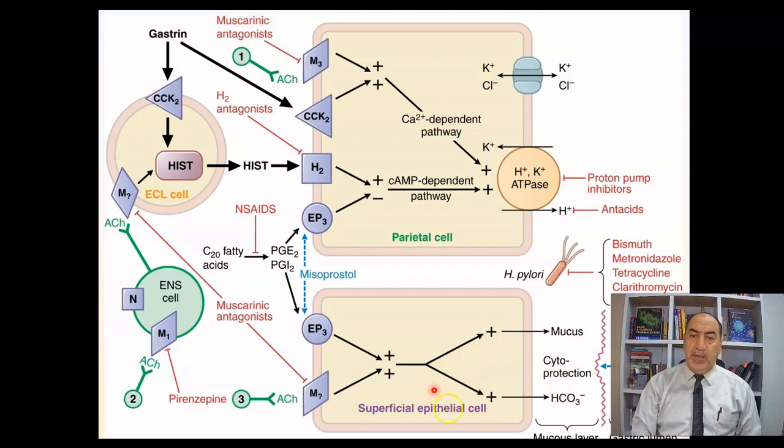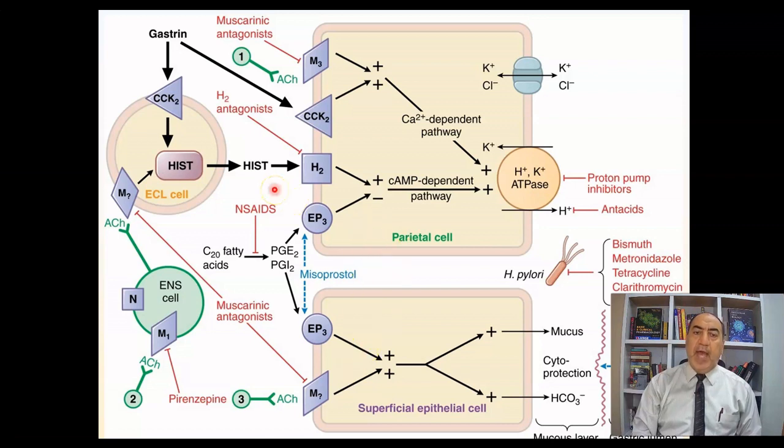This is produced by these cells in response to many factors, including prostaglandins, which are produced from arachidonic acid by the action of COX. This will release prostaglandin E2 and prostaglandin I2, the prostacyclin, and this will activate EP3 receptors, which will inhibit acid secretion. As we said last time, they will also activate EP3 receptors on the superficial epithelial cells to release mucus and bicarbonate, and they increase the blood flow, so these cells will be happy having nutrients and oxygen. So I think that's it for the physiology part.